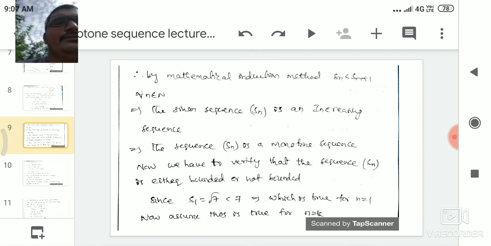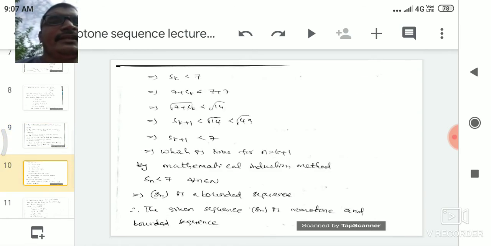Now we assume this is true for n is equal to k, then Sk less than 7. Now we have to prove that this is true for n is equal to k plus 1. For that we add 7 on both sides, because here we use the recursion formula.